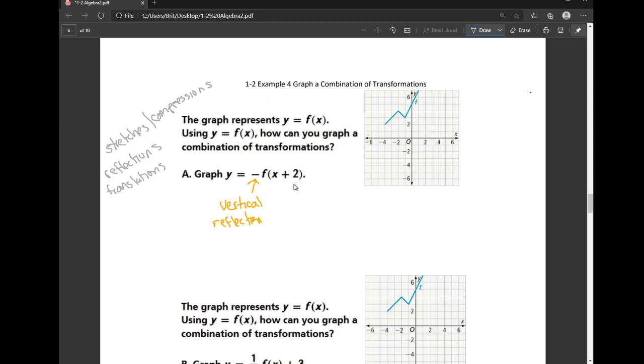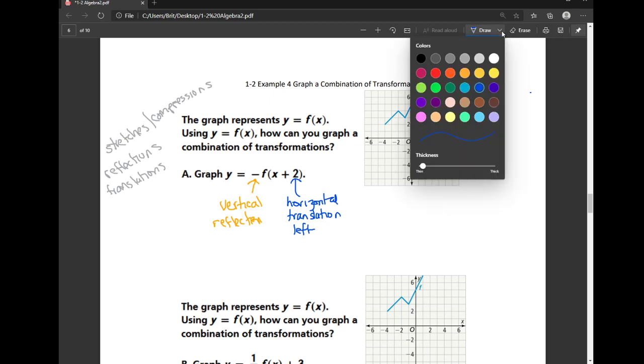And then our second one is this plus 2. Notice that it's inside of the grouping symbol, so this is going to be a horizontal change. It's addition or subtraction, so it's going to be a translation. And with it being addition, that means that it's going to move to the left. Remember, the things inside the grouping symbols tend to feel a little backwards, right? With plus 2, we usually want to go right, but in the grouping symbols, it flips it the other way.